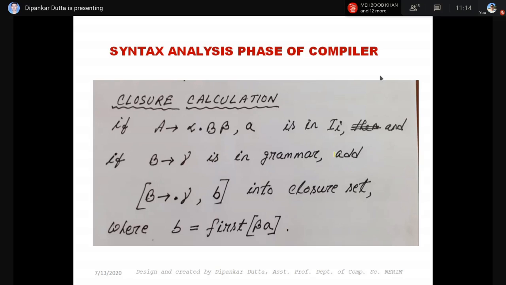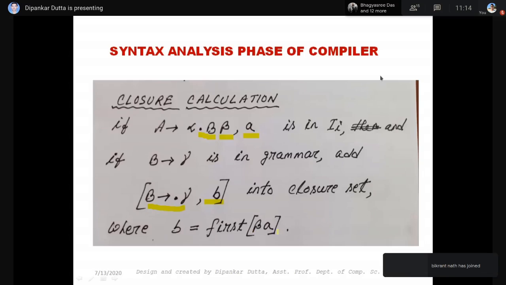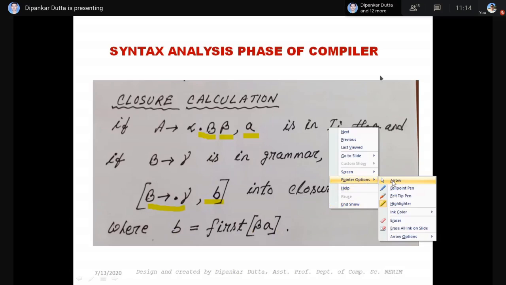Okay, fine. So then, closure calculation for the CLR parser. This is the algorithm: if A implies alpha dot capital B beta, A is in I_i, and capital B implies gamma in the grammar, then what to add? Capital B implies dot gamma, comma b, where b is in first of beta a. You have to remember all these points. So come to the next.